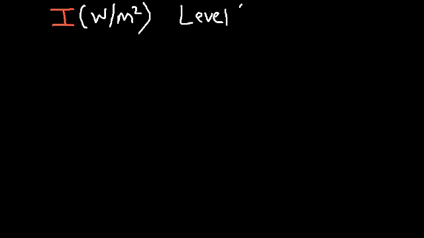Let's use a table to describe the relationship between sound intensity, intensity level, and loudness. So I represents the intensity in watts per square meter. And then we're going to have the intensity level, which is measured in decibels. And then we're going to have the loudness.